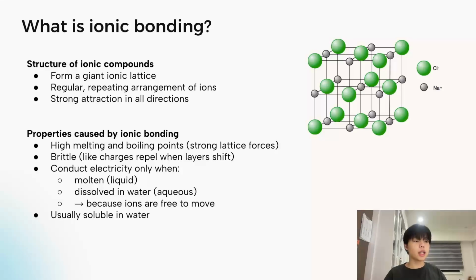The properties caused by ionic bonding are high melting point and boiling point because of the strong lattice force. It's brittle, as like charges repel when layers shift. It conducts electricity only when it is in liquid form or dissolved in water, so aqueous, right? Because the ions are free to move. And it is usually soluble in water.